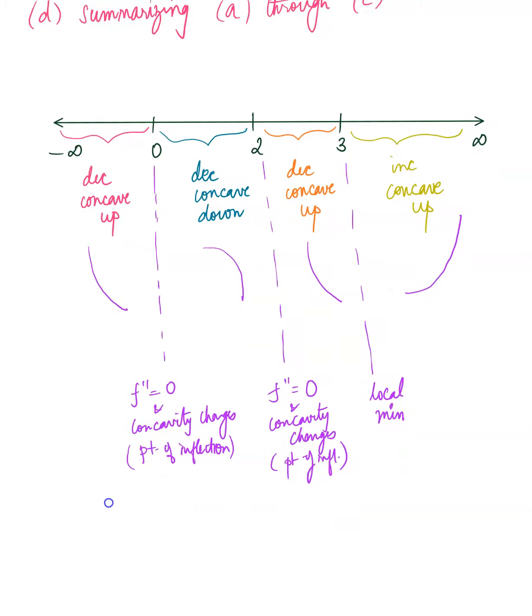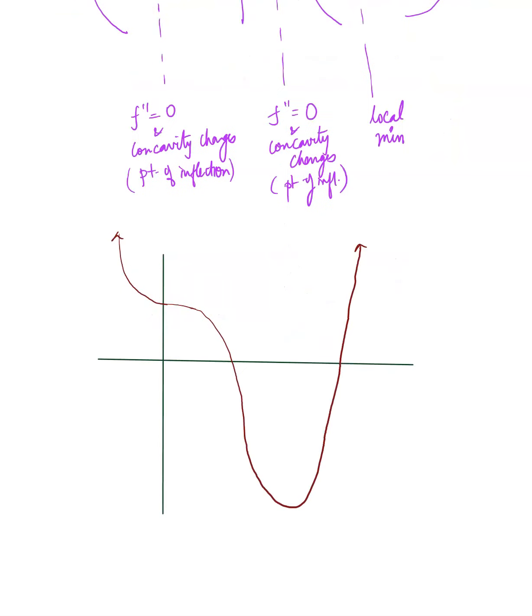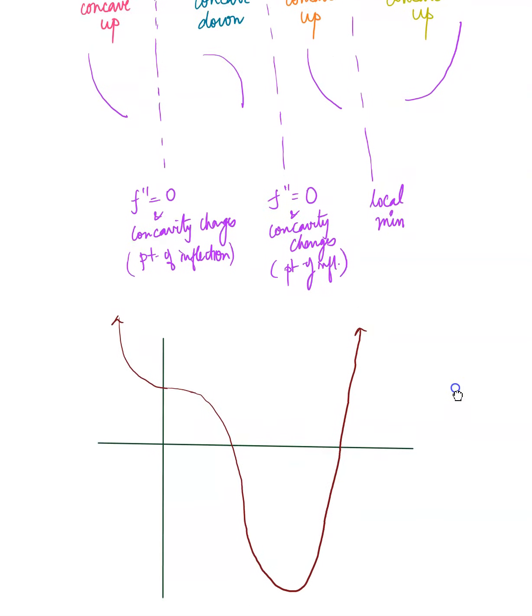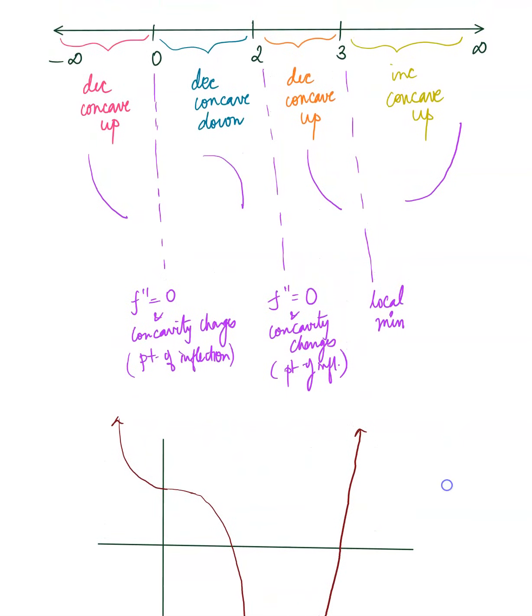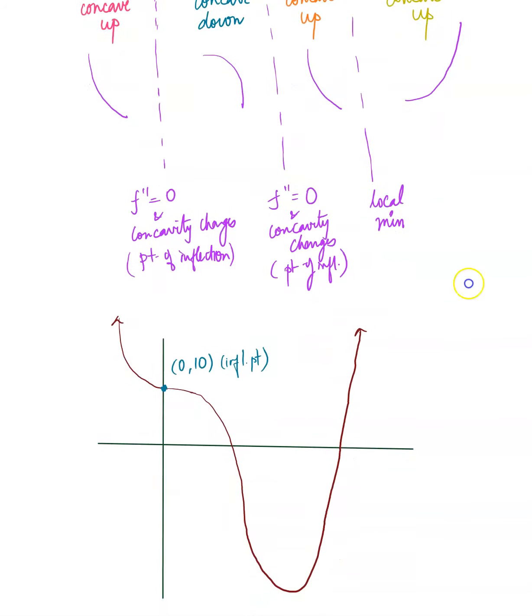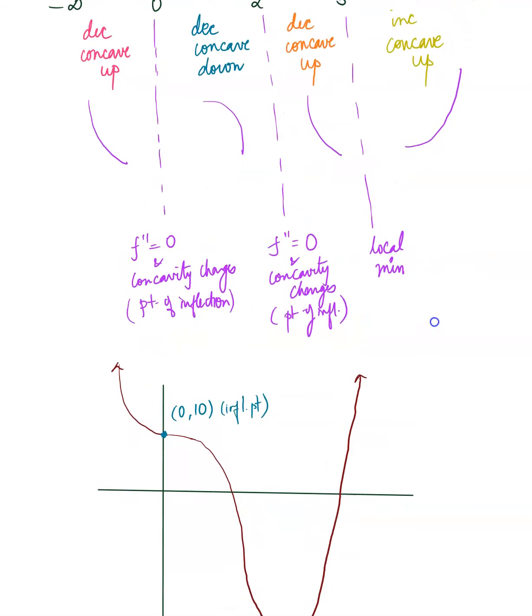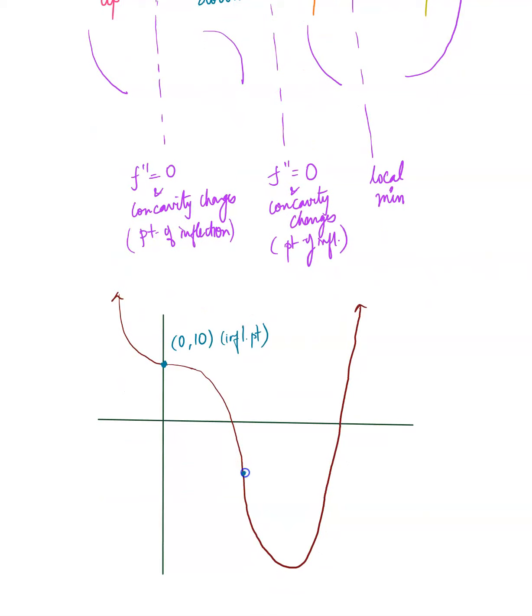If you put them all together, this is how the general sketch will look. So that's negative infinity all the way to 0. You can see that. This point, find the coordinates, of course. That'd be 0, 10, inflection point. Then we have 2. 2 also has an inflection point, so that will be 2, negative 6 when you do the coordinates. That's an inflection point. And then we had 3, negative 17. That was our local min.